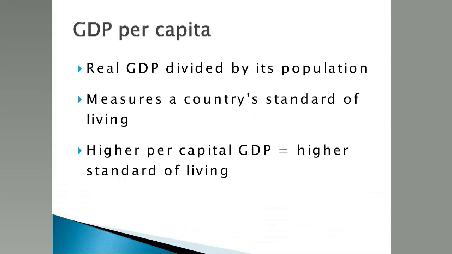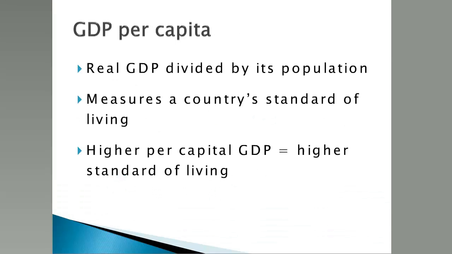Real GDP per capita is the measurement most often used to measure standard of living. The real GDP per capita is calculated by dividing the nation's real GDP by its population. It is what each person's share would be if the total output of the country was divided equally among its citizens. Standard of living refers to the quality of life in the country. It increases as the GDP per capita increases.